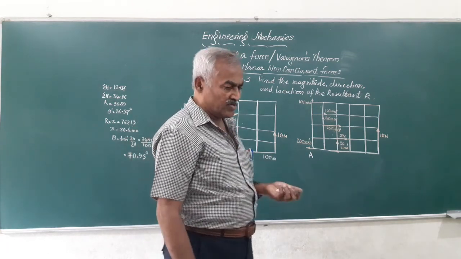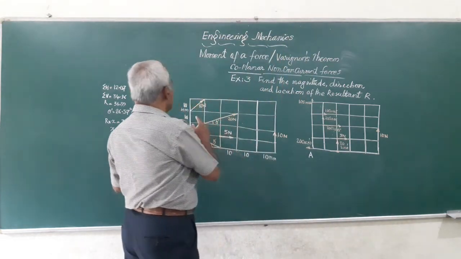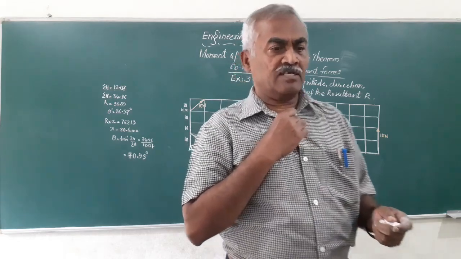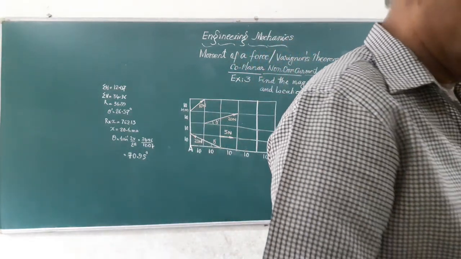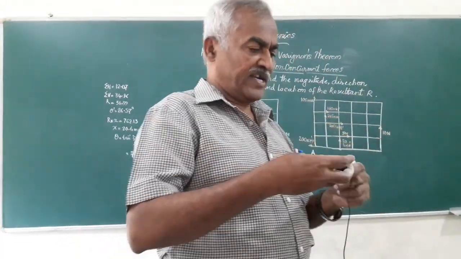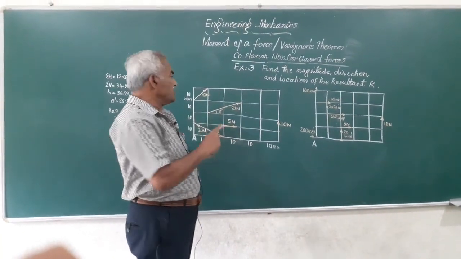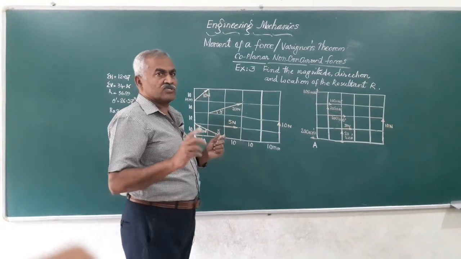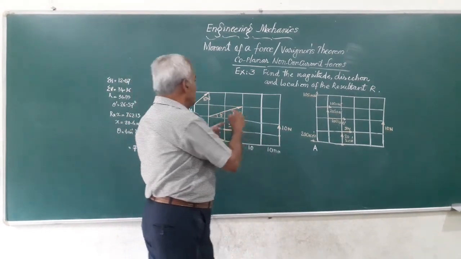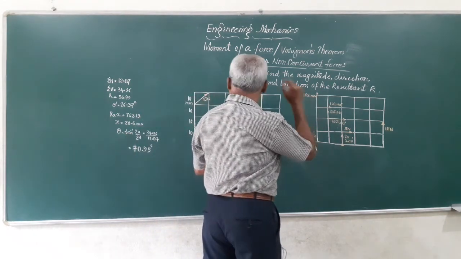So friends, as usual, let us split all the inclined forces in the two mutually perpendicular directions, namely the vertical direction and also along the horizontal direction. Now friends, let me start with this 10 Newton load. This 10 Newton load is acting at an angle of 45 degrees to the horizontal, and hence its components are 10 Newton cos 45 in the horizontal direction and 10 Newton sin 45 in the vertical direction.